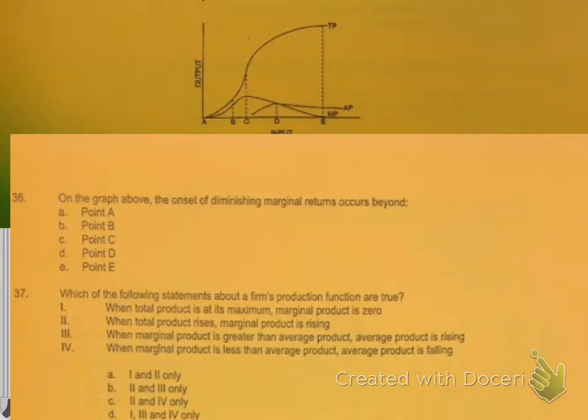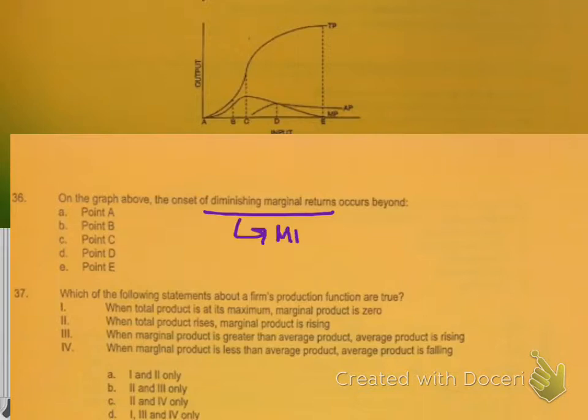On the graph above, the onset of diminishing marginal returns occurs beyond. Diminishing marginal returns means that when you add another input, which is another worker, when does that worker add less than the previous worker? So we're looking for that high point on the marginal product curve, and from that high point, marginal productivity starts to decrease. So that's where you're getting diminishing marginal returns.